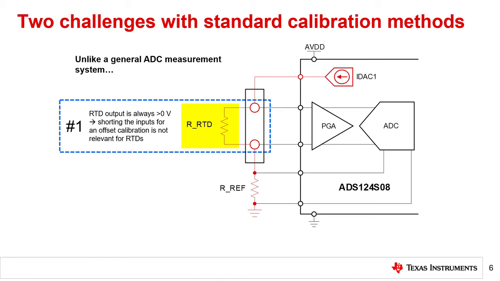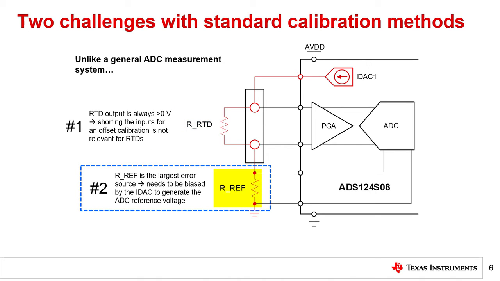First, the RTD output is always greater than 0 volts, so shorting the inputs for an offset calibration is not relevant for an RTD measurement. Second, an RTD measurement system uses a ratiometric reference, where RREF is often the largest source of error. Calibrating a ratiometric reference would require an additional higher precision voltage reference to be able to calibrate the RREF error.